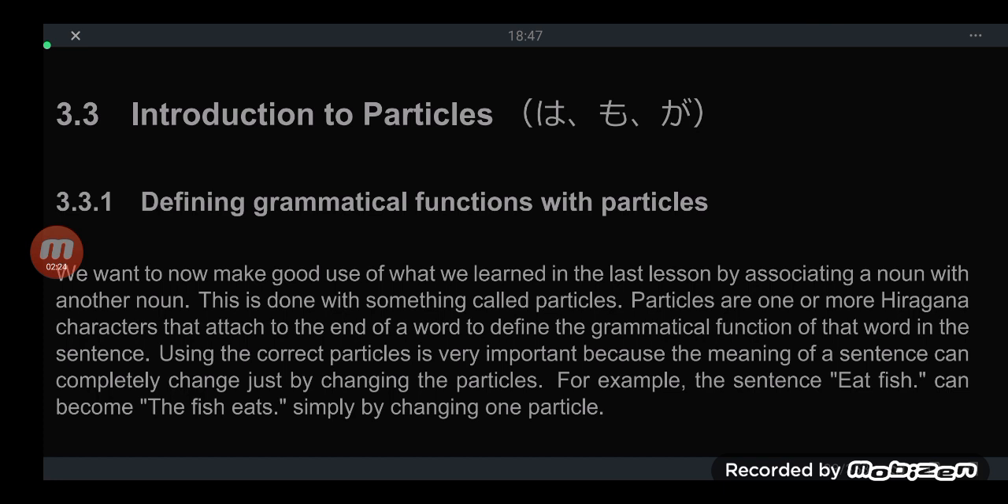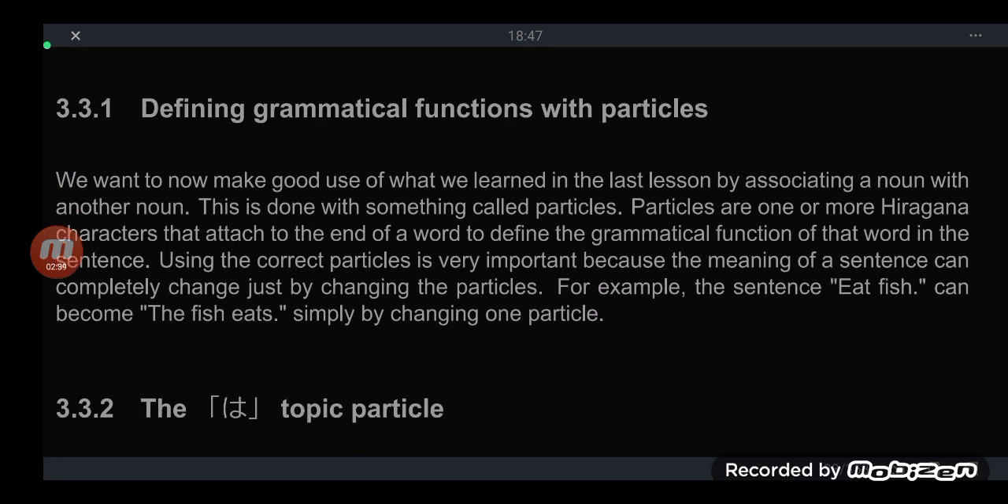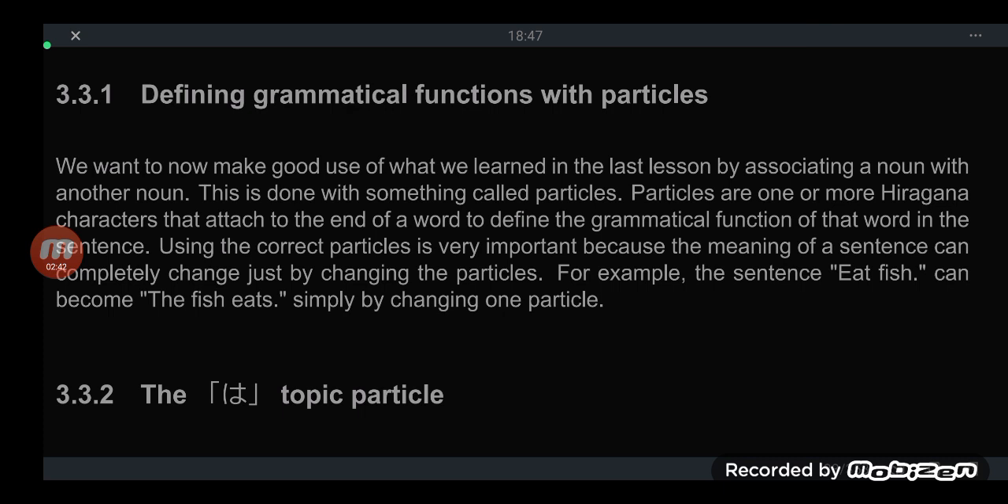Especially, I know you've been seeing some debates with regard to the ha and the ga. So let's discuss that. First we go to the first three particles, the ha, the mo, and the ga. We want to make good use of what we have learned in the last lesson by associating a noun with another noun. Remember in the last lesson, if you're familiar with English grammar, SLVC, or the subject linking verb complement.